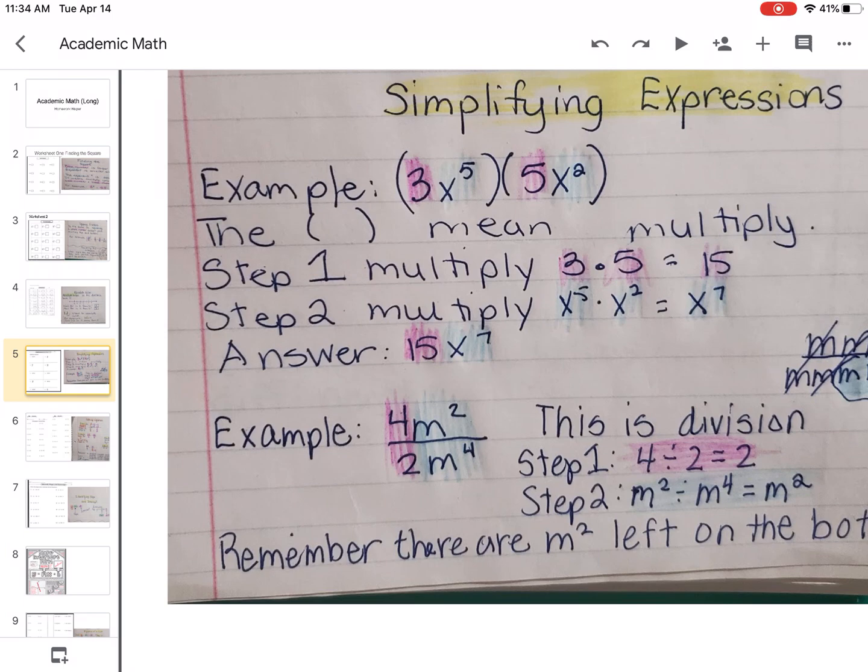15x^7. So we're going to multiply the bases, the big numbers. Then we're going to look at the x's. If it's a multiplication problem, you add those x's up. And remember, I should say you're adding those exponents up.